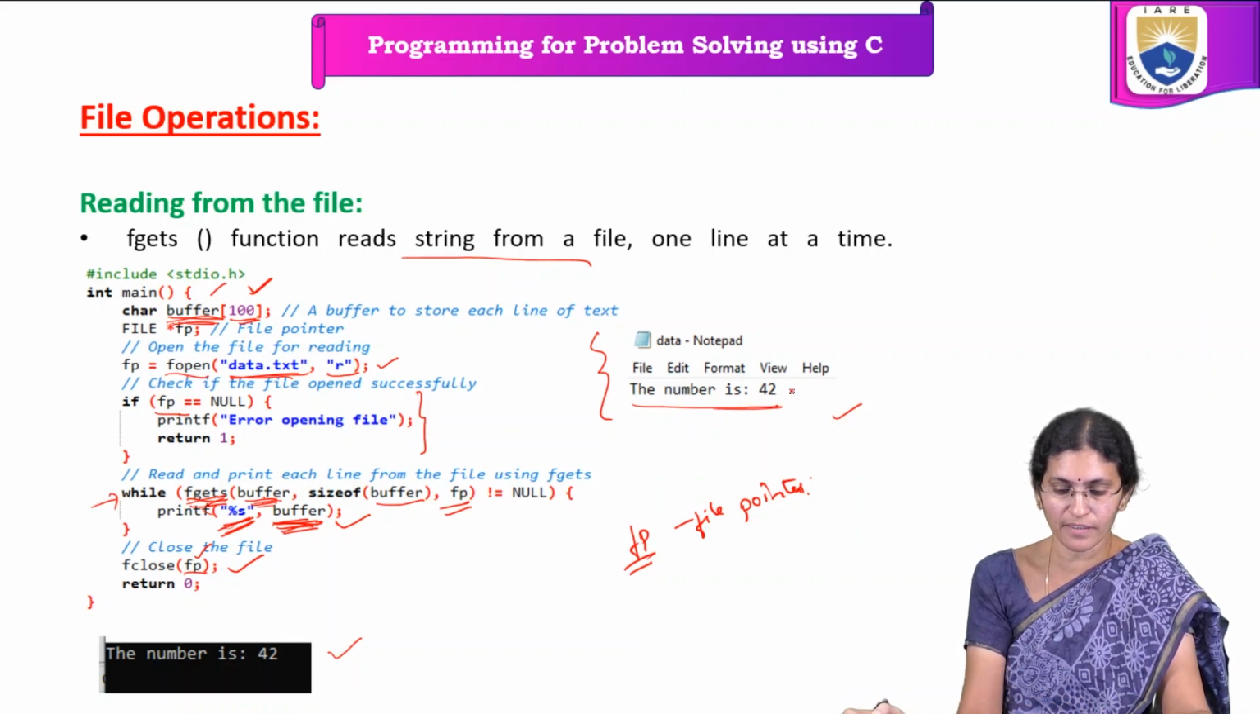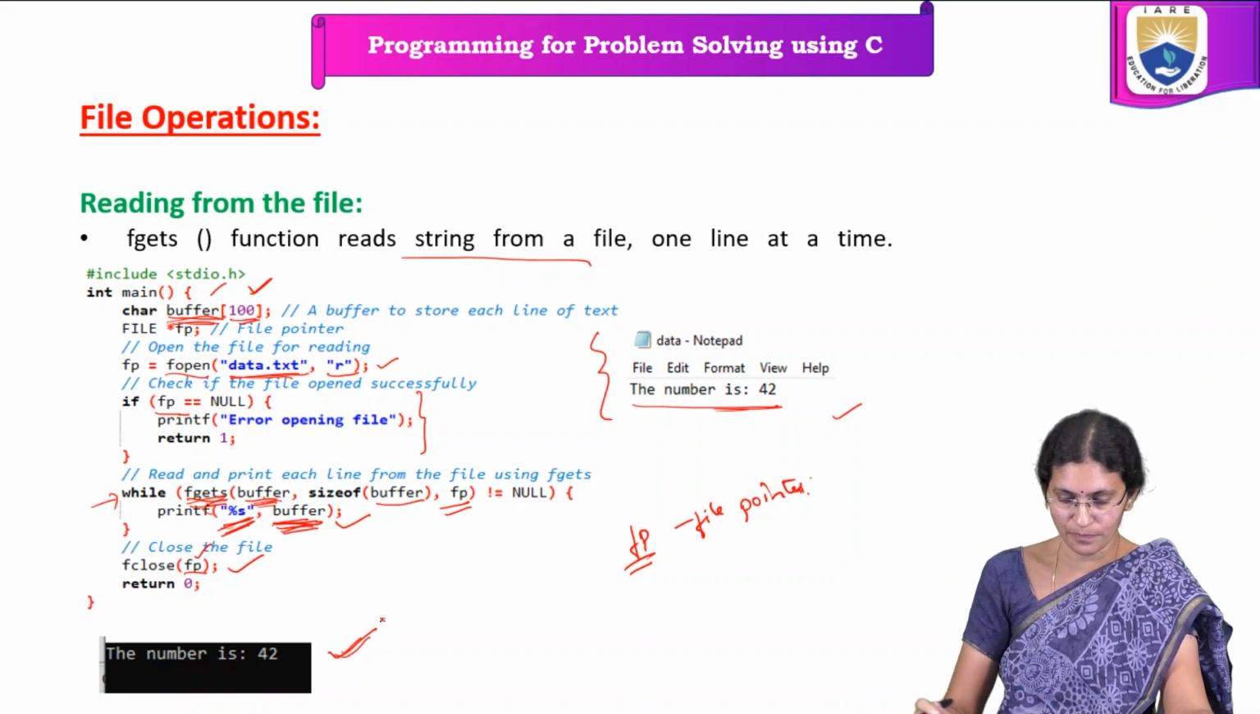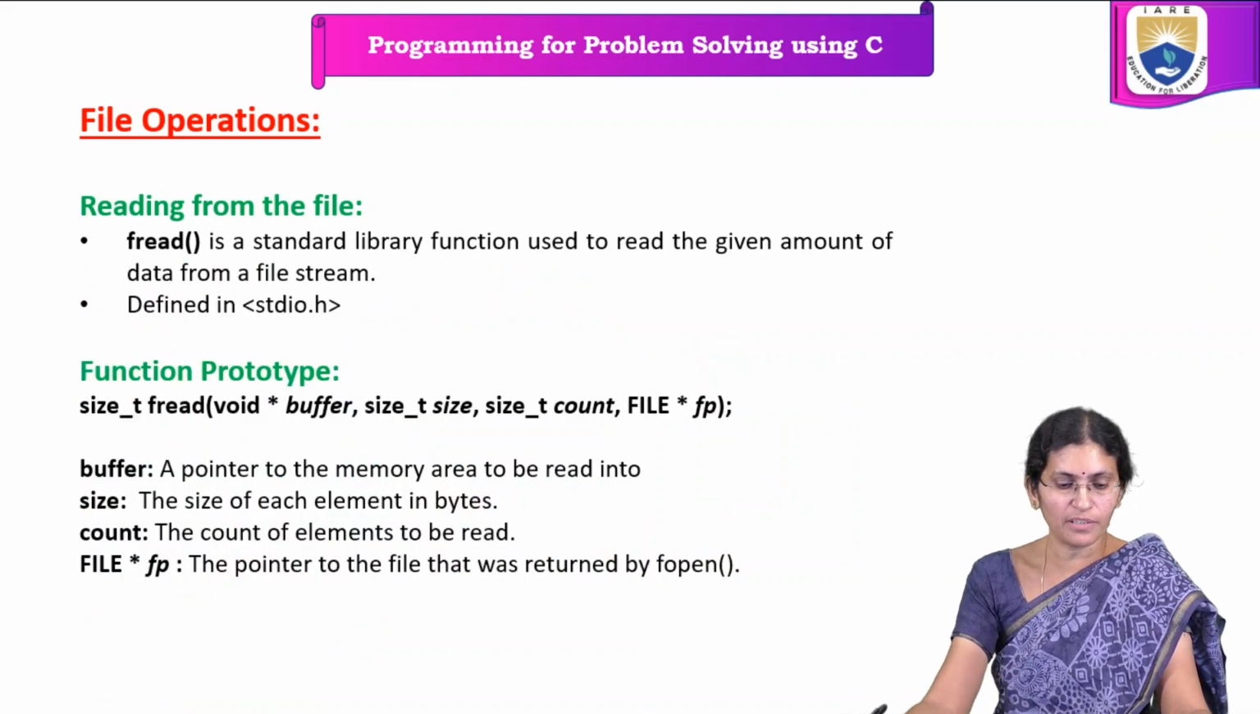So here it reads whatever the contents of this data file are, so those contents will be displayed on the screen. Therefore we get the output as "the number is 42". So next one is the fread function.